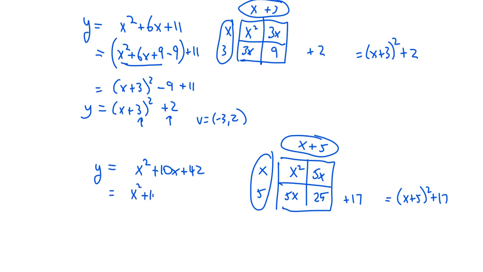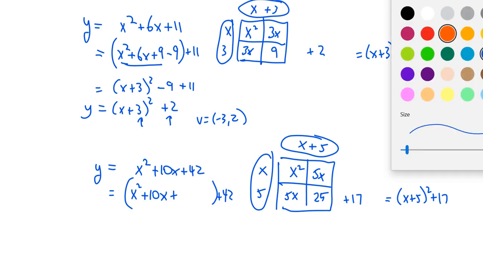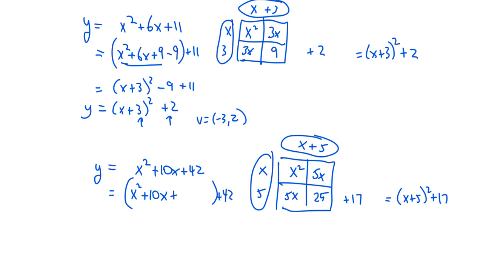x² + 10x. I need to add a fake number. I need to add some kind of number, and I'll take it away again so I don't change the question. But I need to add a number that makes this a perfect square. So what number am I going to use? If you look at the area model, the number that I use is half of this 10. It's half of the middle term. They have to be the same because we can write it squared.